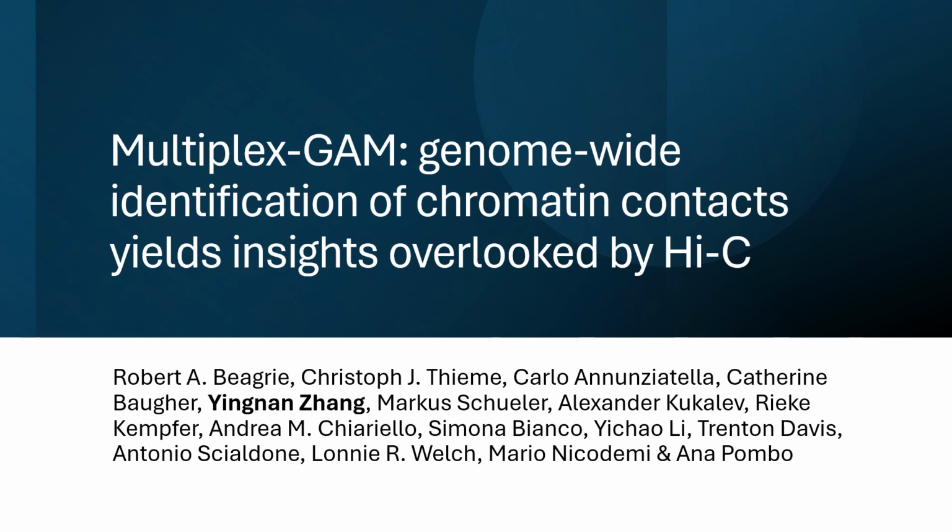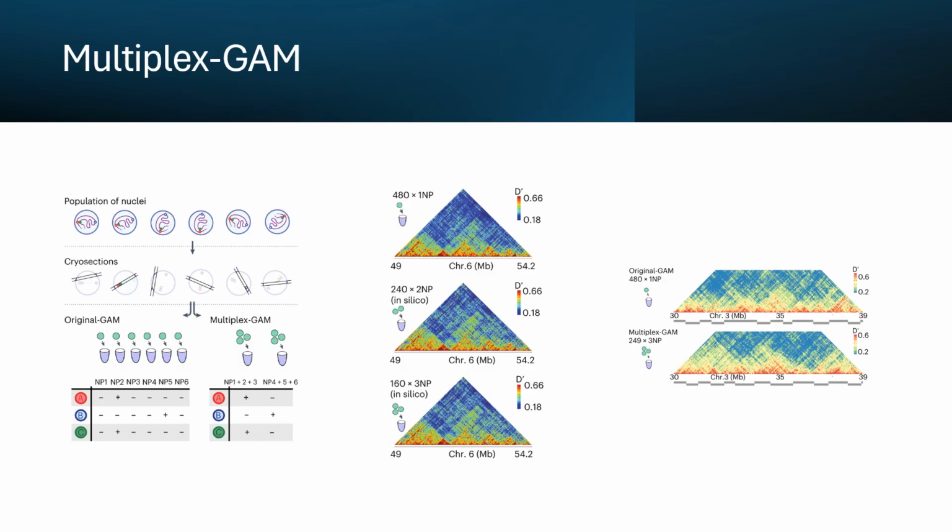Today my topic is multiplex-GAM, genome-wide identification of chromatin context yields insights overlooked by Hi-C. Genome architecture mapping, which is called GAM, is a technique that can identify chromatin interactions. The principle behind GAM is that DNA loci that are physically close to each other in the nuclear space are present in the same nuclear profiles more frequently than loci that are removed from one another.